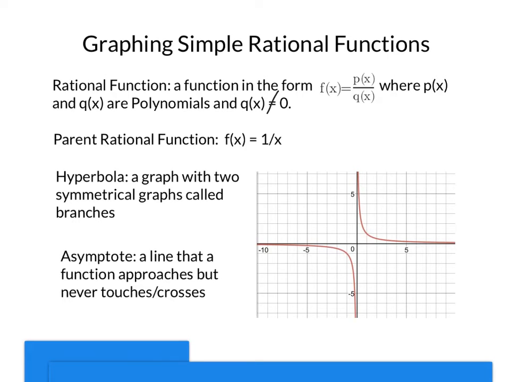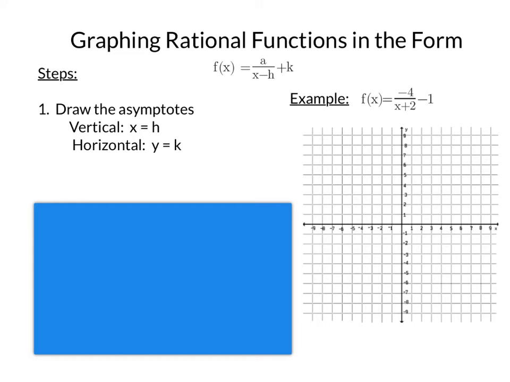Take a moment to pause this video and make sure you have all the definitions recorded in your notes. The first form of a rational function that we're going to learn to graph is when it's in the form of f of x equals a over the quantity of x minus h plus k. We have 3 simple steps to do this. The first is to draw the asymptotes.